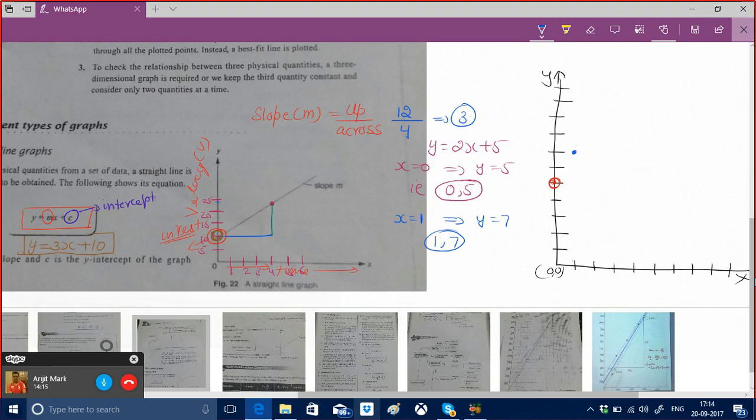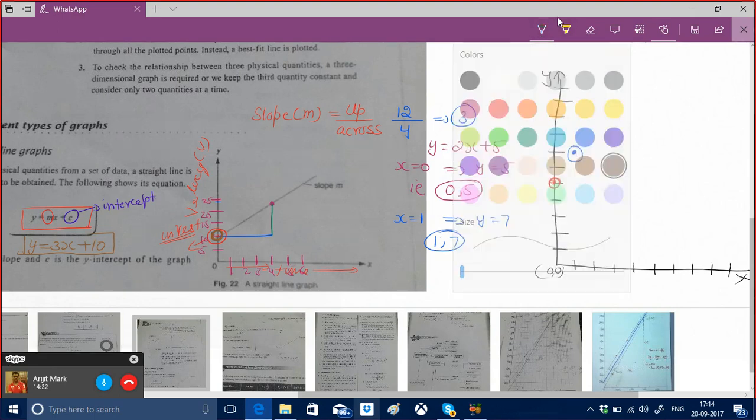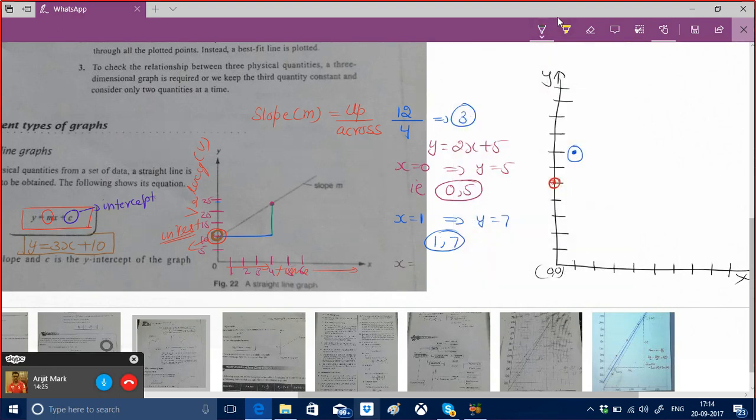And now next is your x equals 2. Therefore, y equals 2 times 2 is 4, plus 5, is 9, okay? The next point is 2 comma 9, clear? 2 comma 9 is here, and 5, 6, 7, 8, 9. 9 will be here, okay?